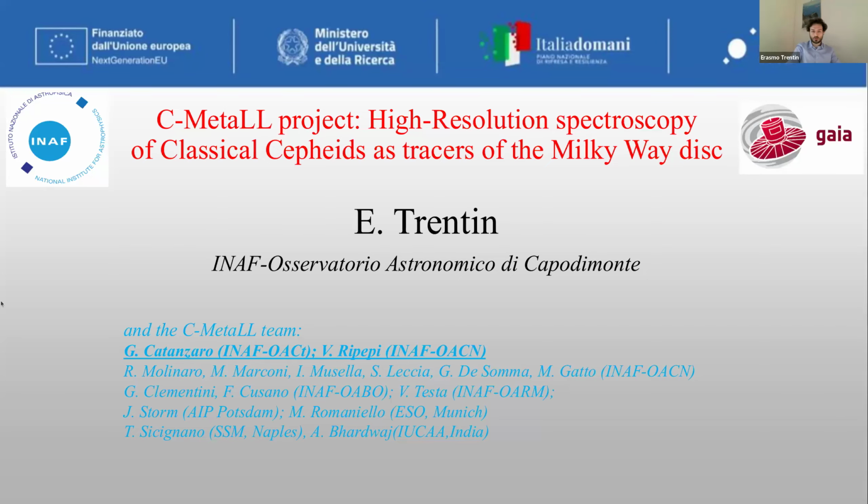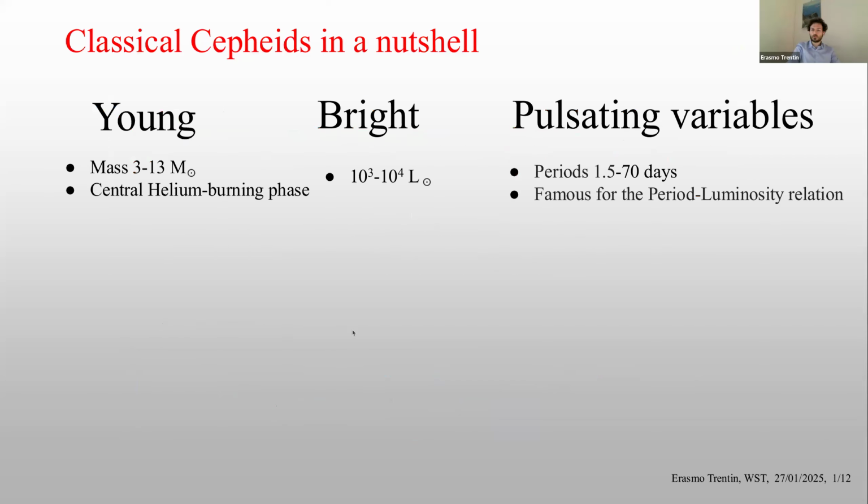So, first of all, you can see my screen changing, right? Yes, okay. So how to reduce more than 100 years of history of classical Cepheids in just 3 words? What's important to know for this talk is that essentially they are young stars, intermediate mass young stars in their central helium burning phase.